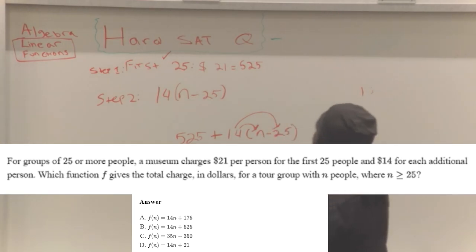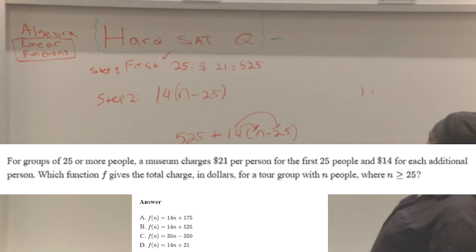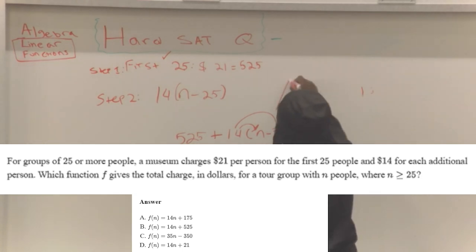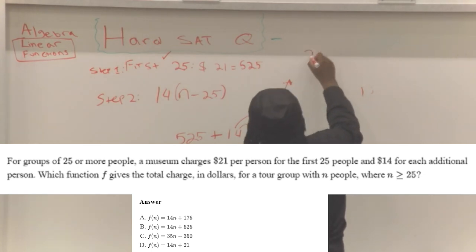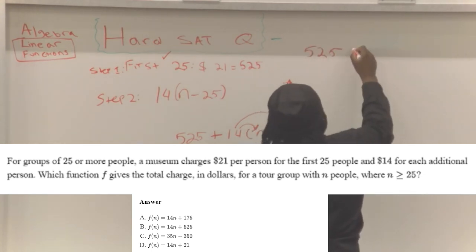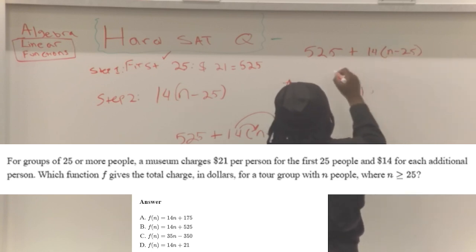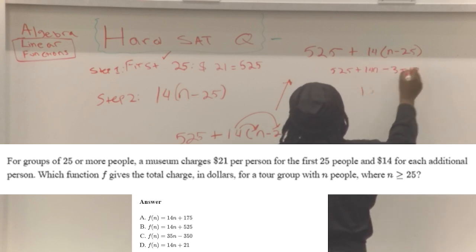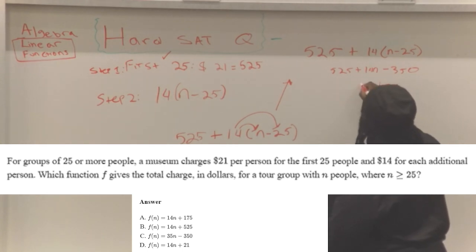So our answer here is A, just pretty much understanding when you have your step 1 and step 2, you break it up, you combine them, and then you go ahead and do that here. Also realize that I didn't put it a little bit higher. The photo's blocking it, so we can go ahead and do that again. We have 525 plus our 14 times n minus 25. So then we have 525 plus 14n minus 350. Combine our like terms, 525 and 350, 175. And then we have our 14n plus 175.